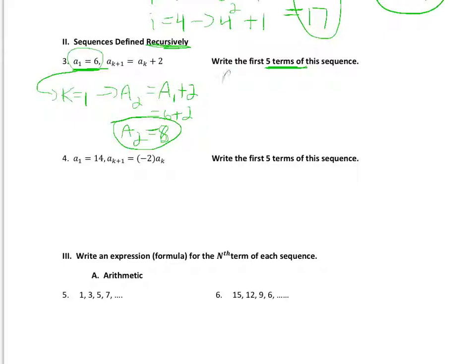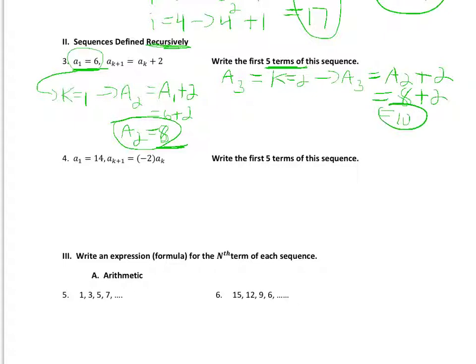So if I wanted to find a sub 3, well, in this formula, I let k equal 2. Right? If I let k equal 2, then I have a sub 3 equals, right? I'm plugging k equals 2, so 2 plus 1 is this a sub 3. I'm going to have a sub 2 plus 2. And I know a sub 2 I figured out was this. It's the 8. So it's just 8 plus 2, which is 10. So all I do is I keep adding 2 to it.